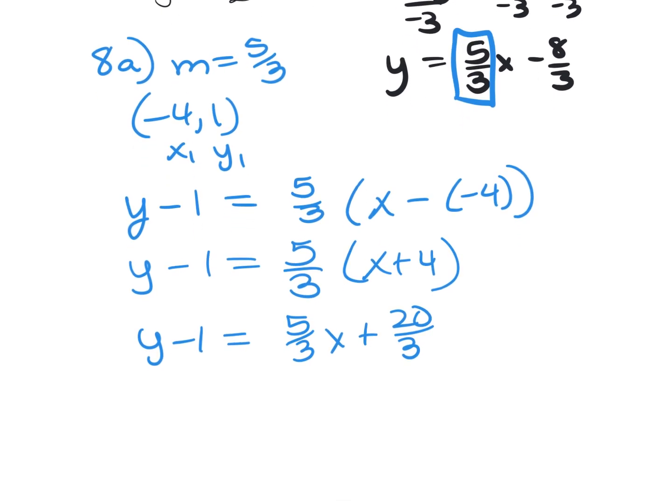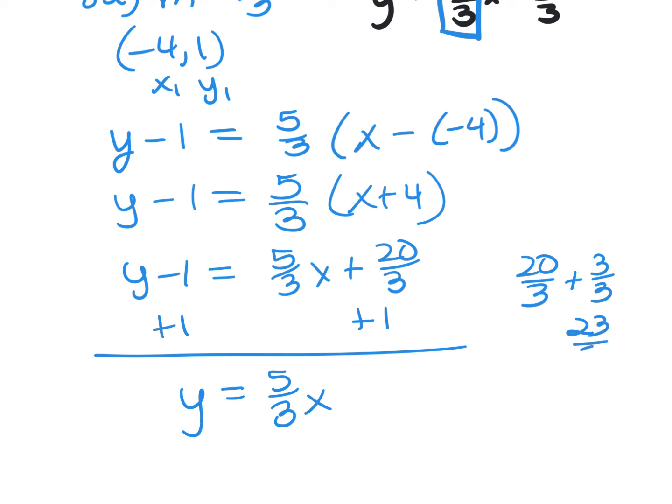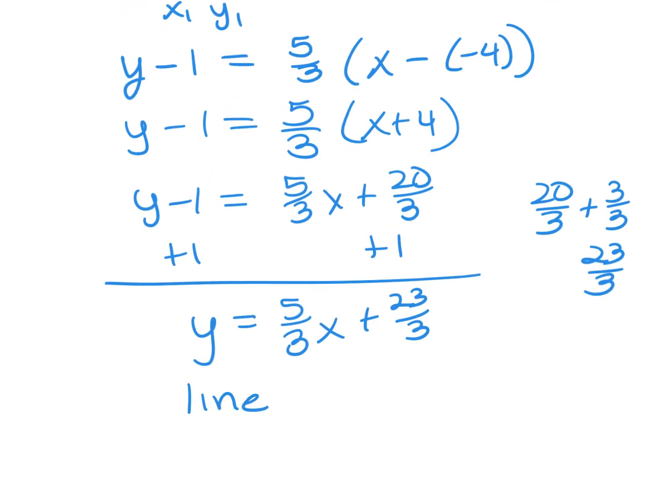I now need to move the 1 to the other side by adding it. And again, when I go to add the positive 1 to the 20/3, I'm going to change my positive 1 into 3/3. And that'll give me 23/3. WebAssign is going to accept these improper fractions. So this would be the line that's parallel. And remember, parallel, it looks like two straight lines. The perpendicular symbol was the upside down T.